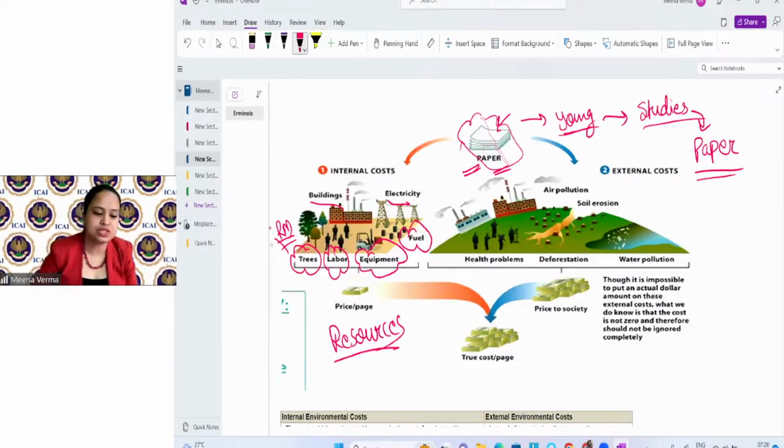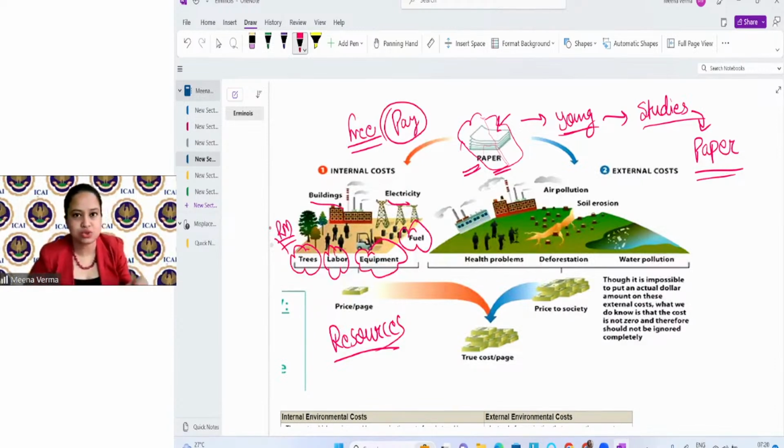Now see, these resources are not free in nature. They are not free, right? So we have to pay some money. So the money which we pay to procure these resources is cost for the company. Right? So money which we will pay to procure the tree, labor, equipment, fuel, building is cost for the company.